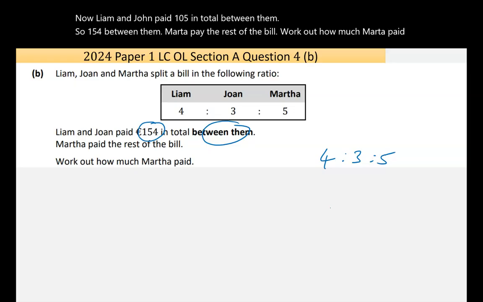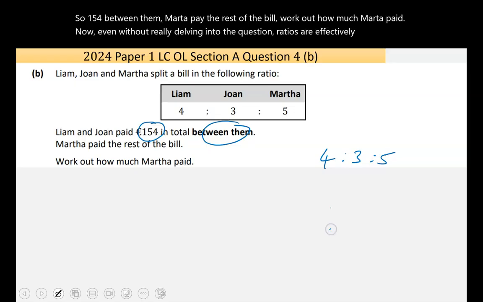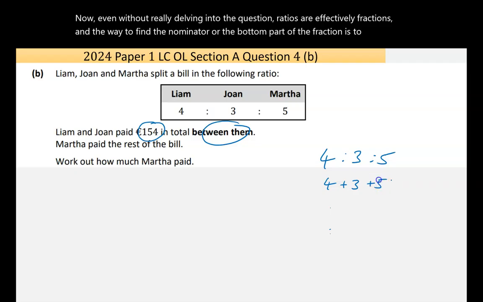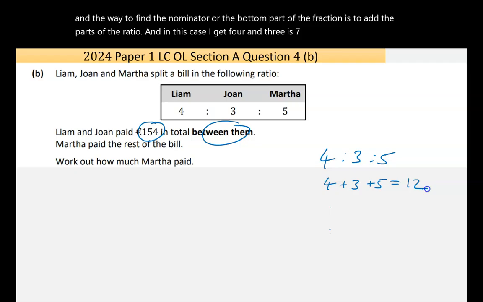Now, even without really delving into the question, ratios are effectively fractions, and the way to find the denominator, or the bottom part of the fraction, is to add the parts of the ratio. And in this case, I get 4 and 3 is 7, and 5 is 12.